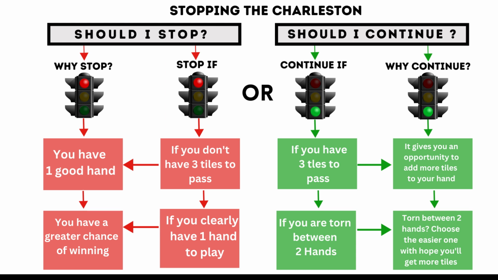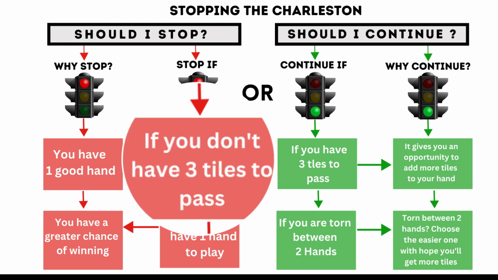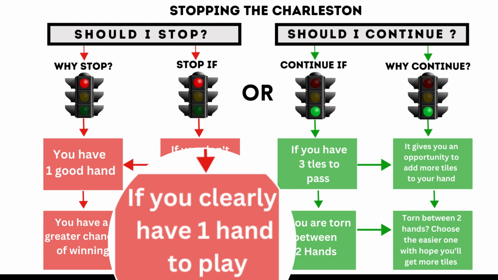So let's go ahead and go through the infographic so you have a greater understanding of when and why you should stop the Charleston. Let's begin on the left side of the infographic. Should I stop the Charleston? You're going to stop the Charleston if you don't have 3 tiles to pass. You're going to stop the Charleston if you clearly have 1 hand to play.